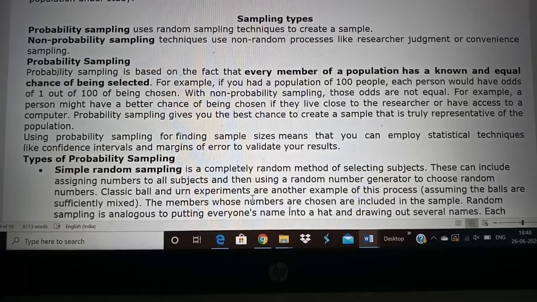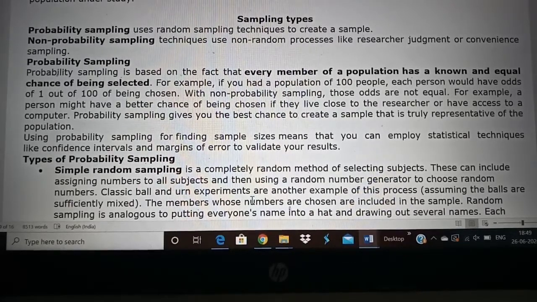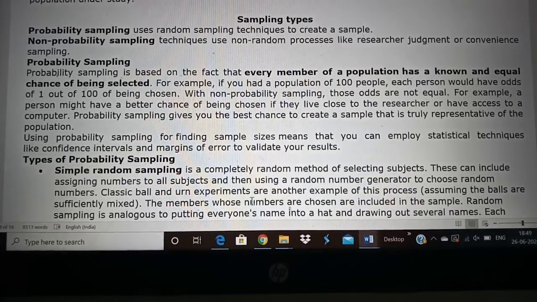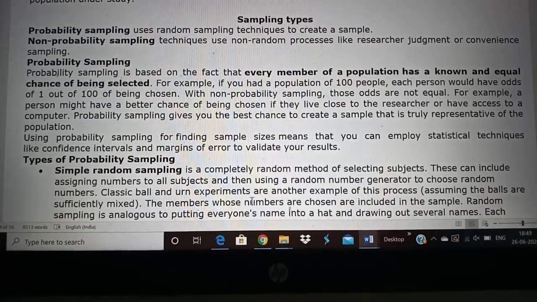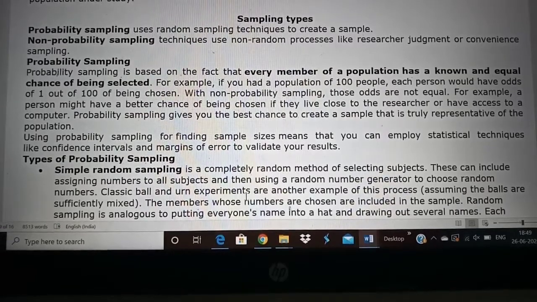There are two major types, two headings. One is probability sampling, the other is non-probability sampling. We already know sampling means selecting some people from the total population which you are going to include in the research. For example, if you are going to do research on cancer patients, then you cannot do research on all the cancer patients in the whole world. You have to take few people and do research and ensure that your research is applicable to all the people. So then your research will be valid. That's what we studied in the last class.